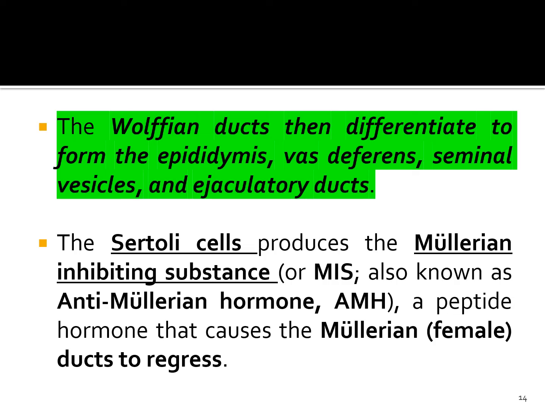And the Sertoli cells, on the other hand, will produce the Mullerian inhibiting substance. This is also known as MIS or anti-Mullerian hormone, AMH. This is a peptide hormone which will cause the Mullerian duct, that's the female duct, to regress and stop development.